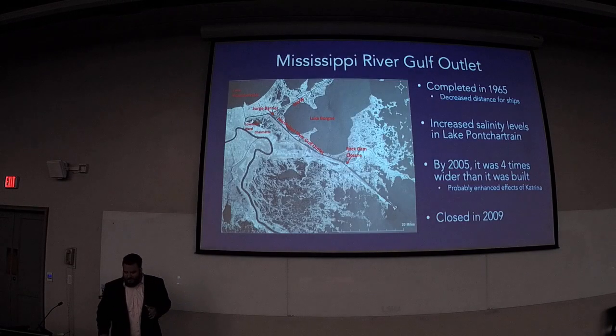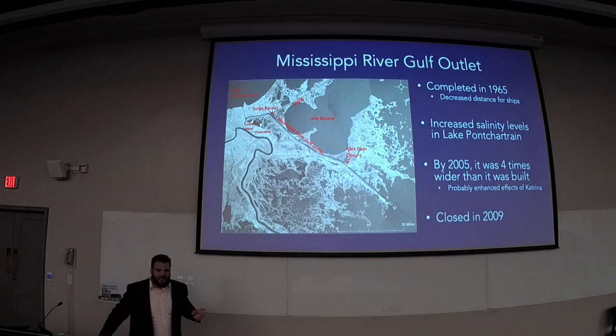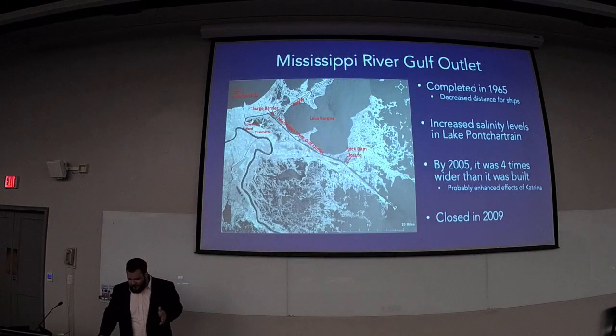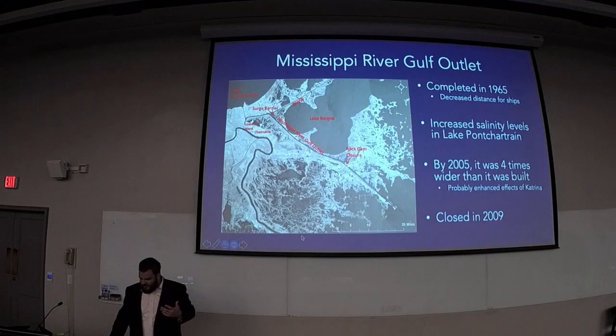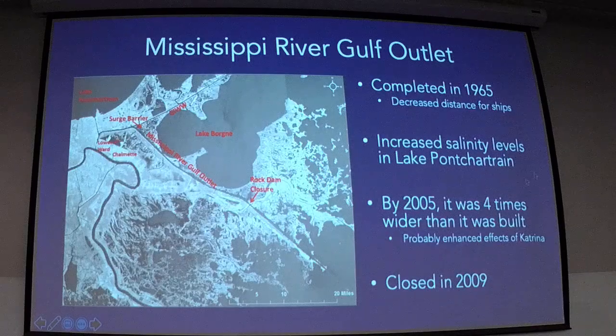And I want to talk about something known as the Mississippi River Gulf Outlet. I might refer to it as MR. GO. But it was completed in 1965 to shorten the distance for ships to travel from the Gulf Coast to New Orleans. So if you look at this line here where my arrow is and you travel inland through that line, that's the MR. GO. It gets you to New Orleans much quicker than the sinuous Mississippi River would get you to the Gulf or to New Orleans. And it helps ship traffic.